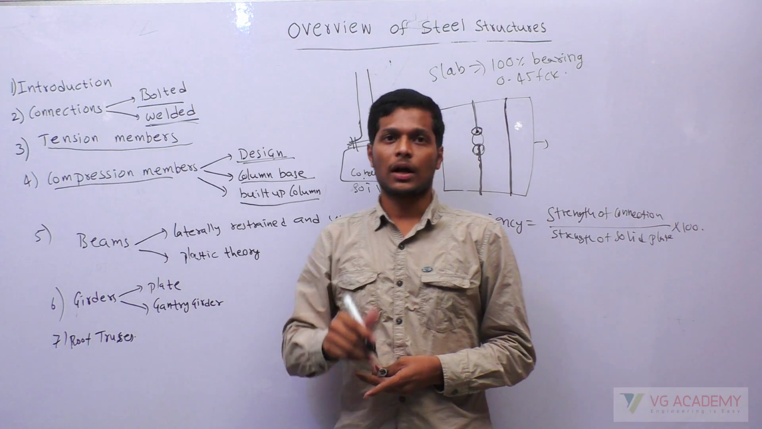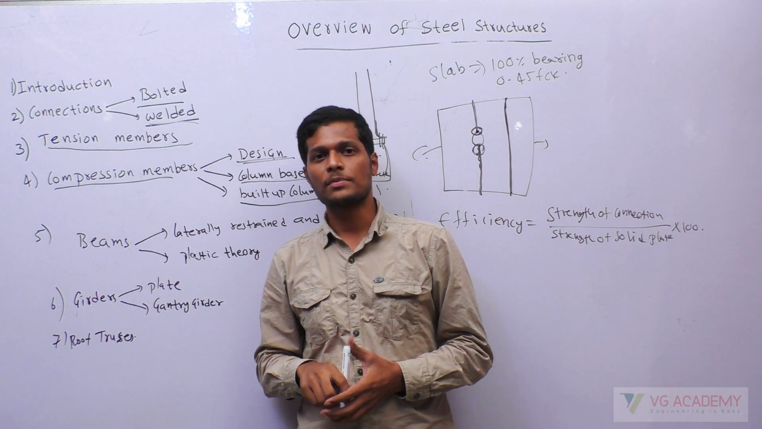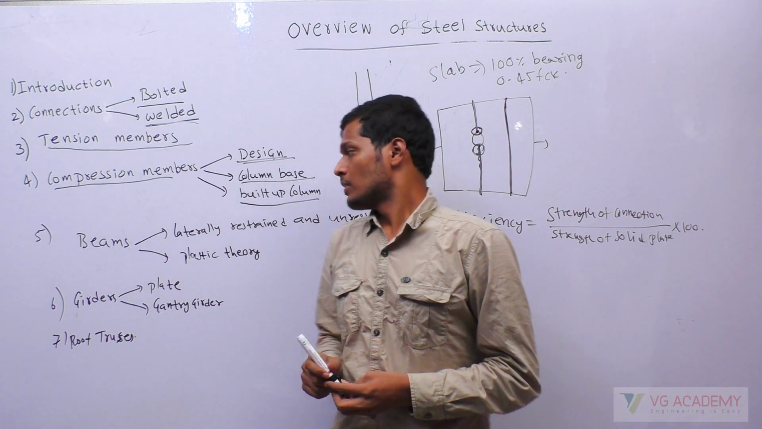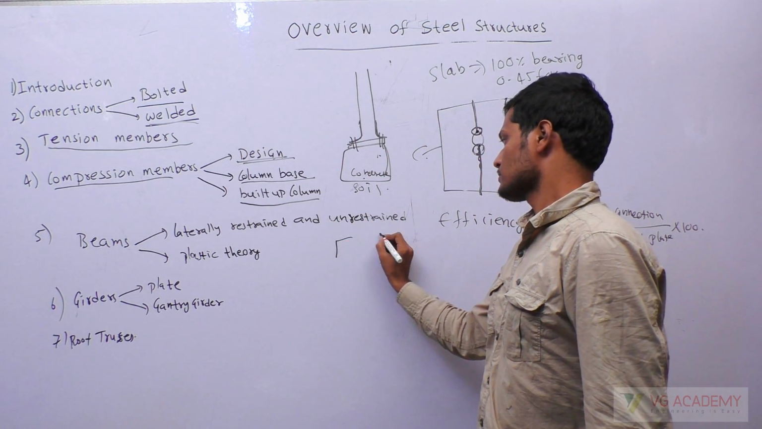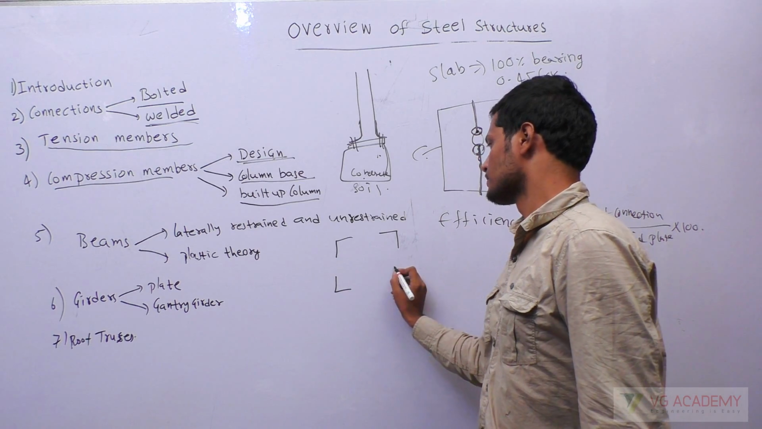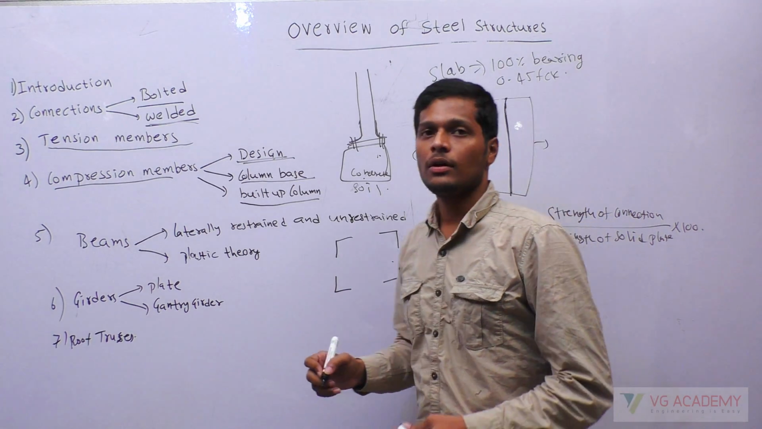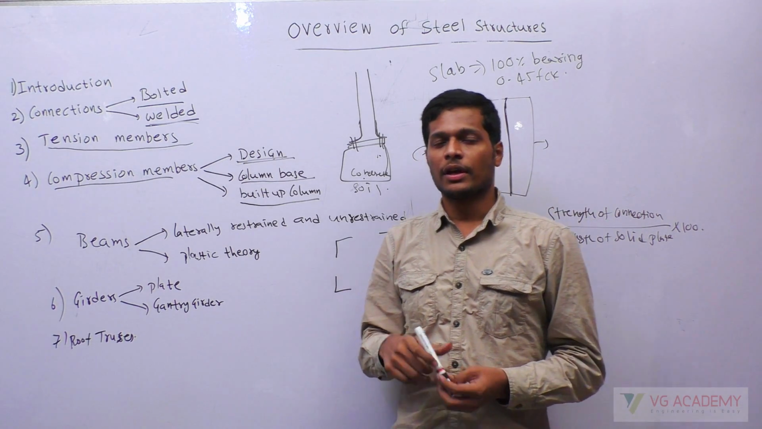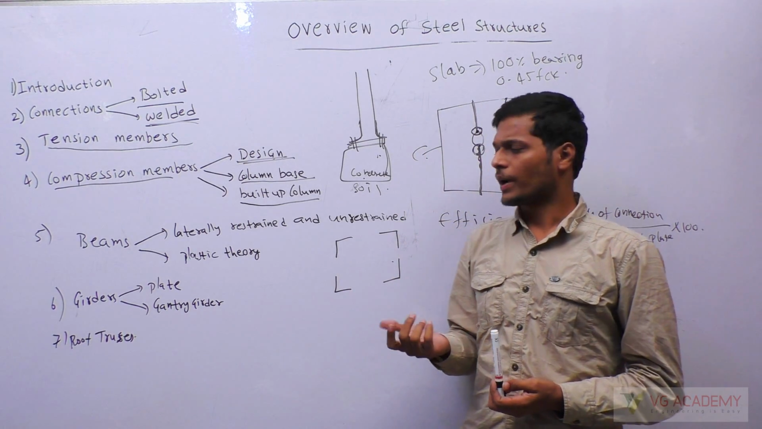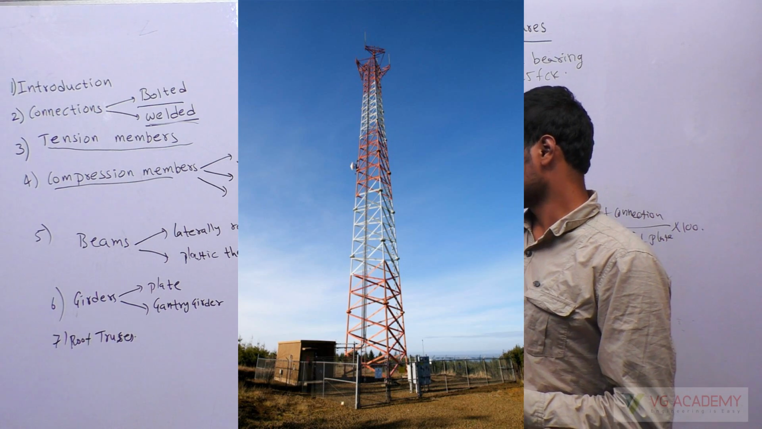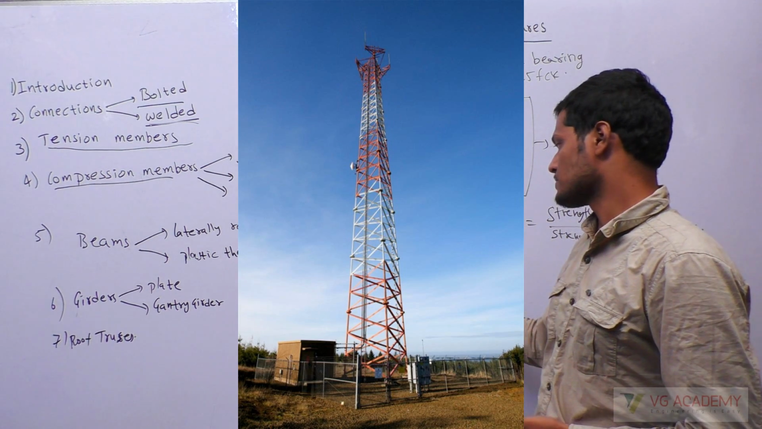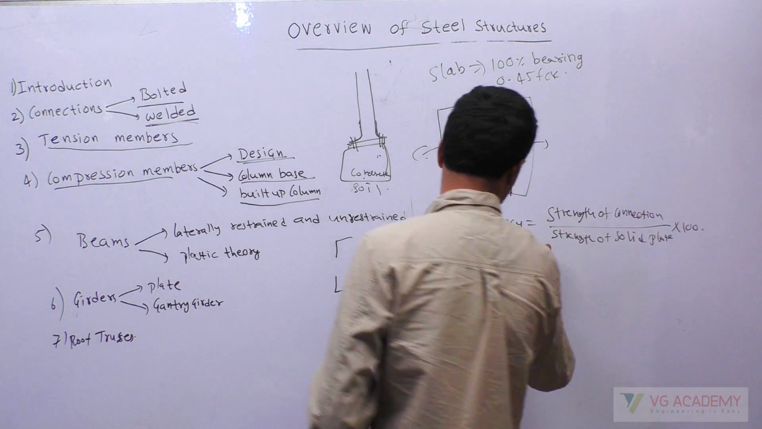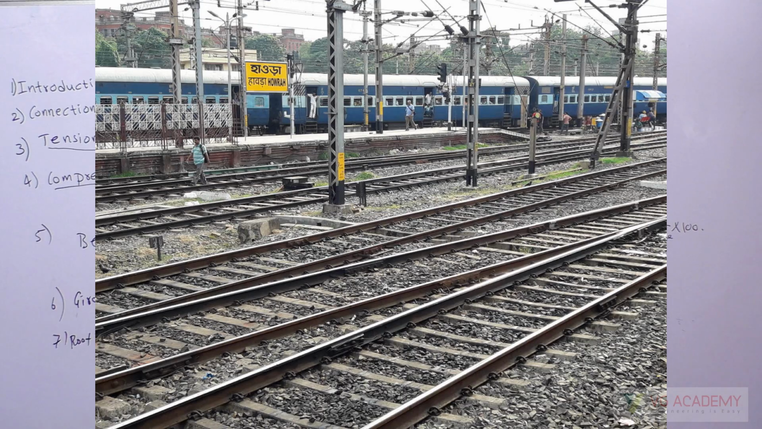Next, coming to built up columns. Sometimes a single section will not be sufficient to construct a column. Then you will be using a group of sections connected by using lacings or battens to form a section. In railway stations and in many places you might have seen there will be 4 members connected using lacings or battens. Okay, so like this you will be seeing lacings or you may be seeing battens.